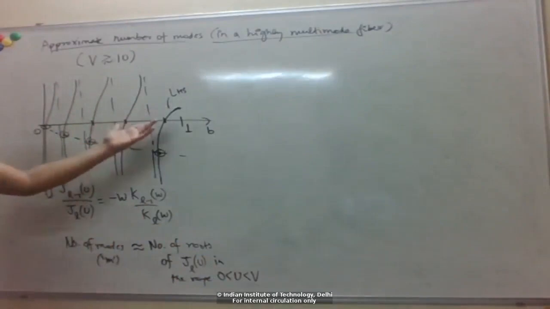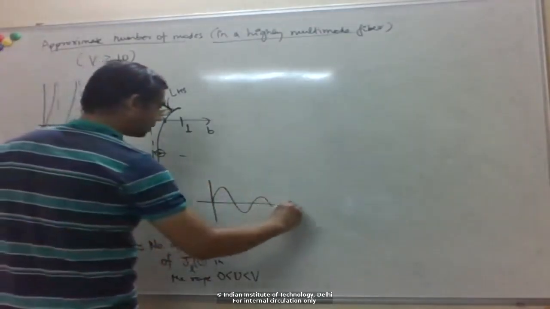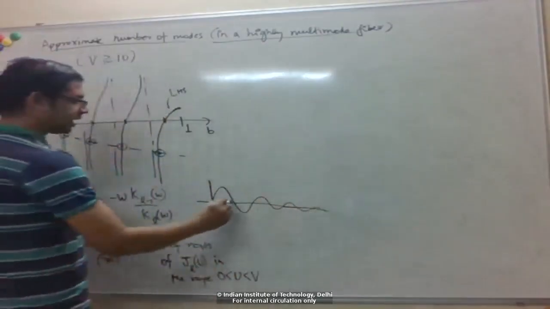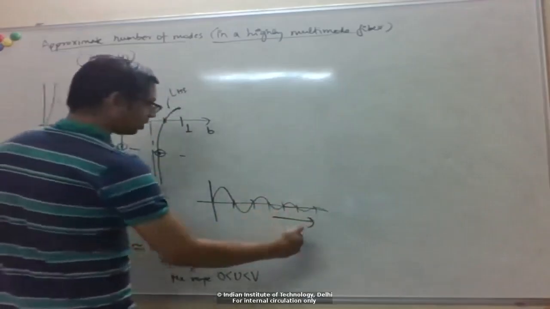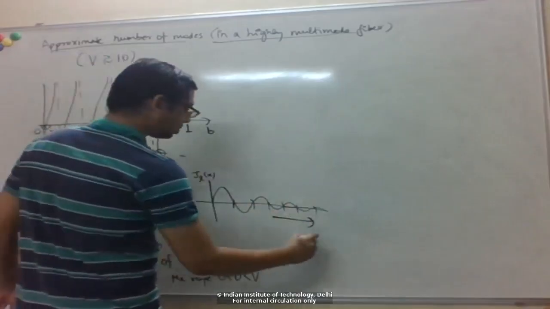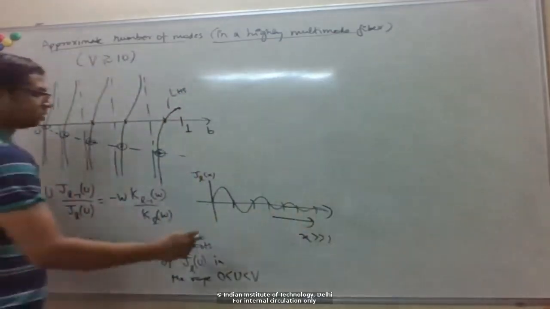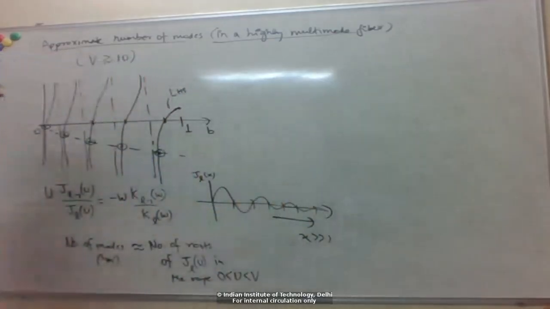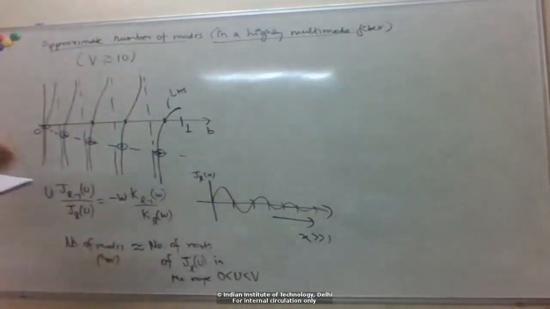So again, if we have a large V number, we have many intersections here, or in other words, we have many roots. So we recall the Bessel functions look like this. We encounter many roots, so we are sort of in the limit where this is J_L(X), and X is very large. We have already encountered many roots, so we can use the asymptotic forms of the Bessel function.